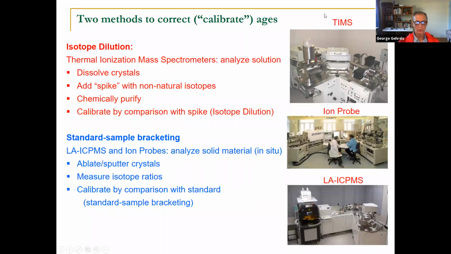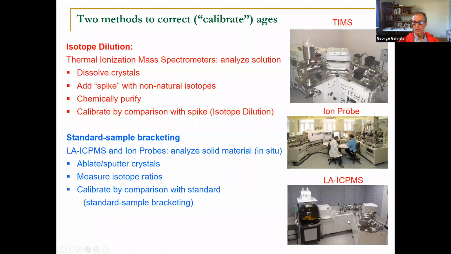So let's talk about how we do this. There are two ways you can do it. One is called isotope dilution. And when we do that, it's in a solution form. And so we put that solution into a TIMS, a thermal ionization mass spectrometer. We have to dissolve the crystals that we're going to analyze. We have to add the spike of this material. That's how we're going to dilute the isotopes. You have to chemically purify that material, and then you calibrate it by comparison with a spike.